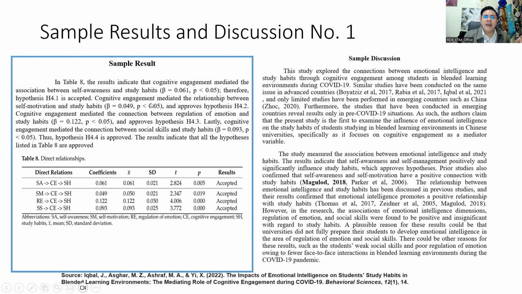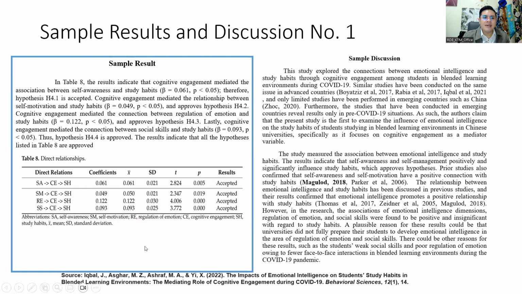Cognitive engagement mediated the relationship between self-motivation and study habits and approves hypothesis 4. Cognitive engagement mediated the connection of regulation of emotion and study habits and approves hypothesis 4. Lastly, cognitive engagement mediated the connection between social skills and study habits. Thus, hypothesis 4.4 is accepted. The results indicate that all hypotheses listed in table 8 are approved.